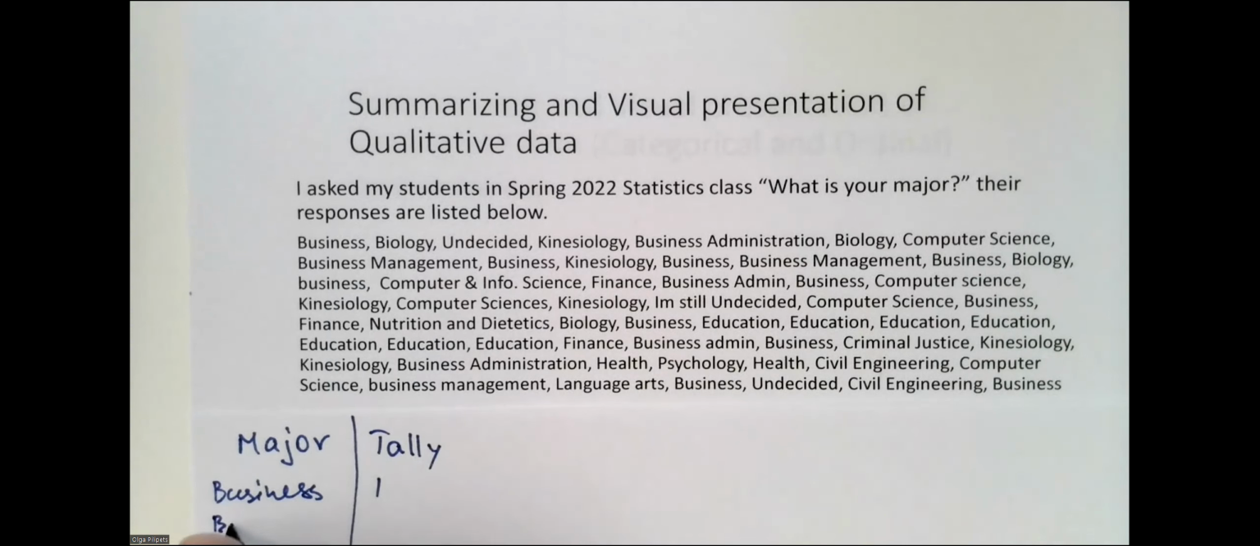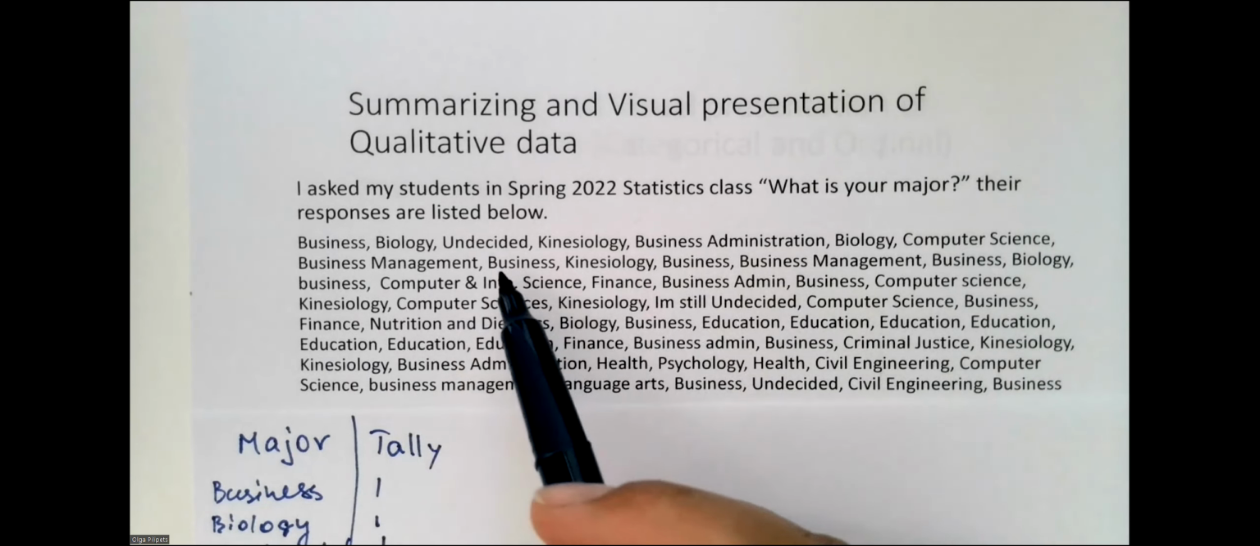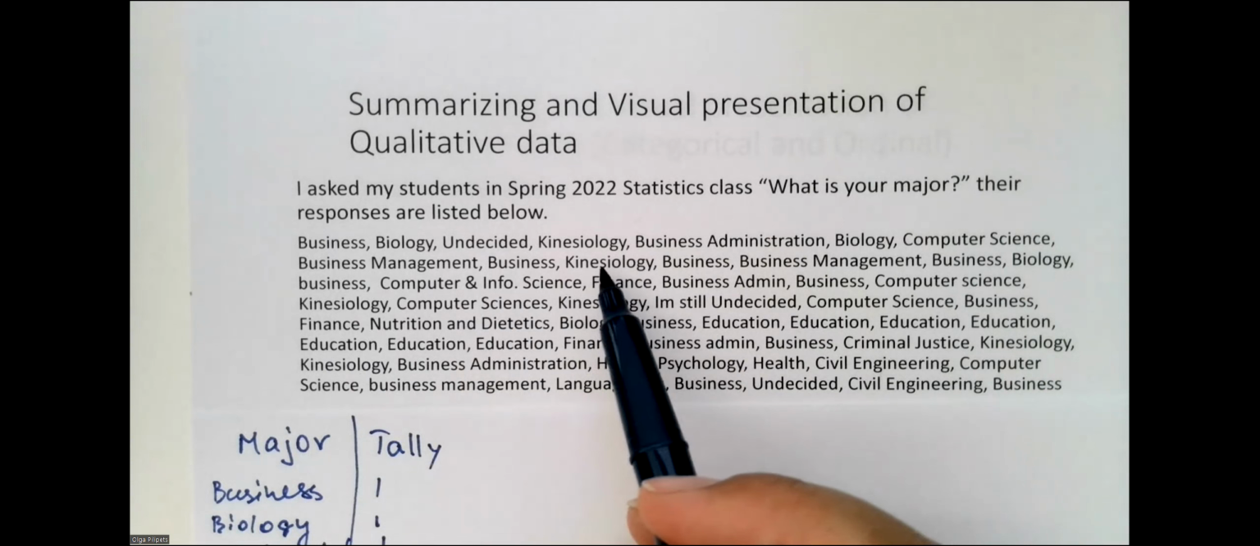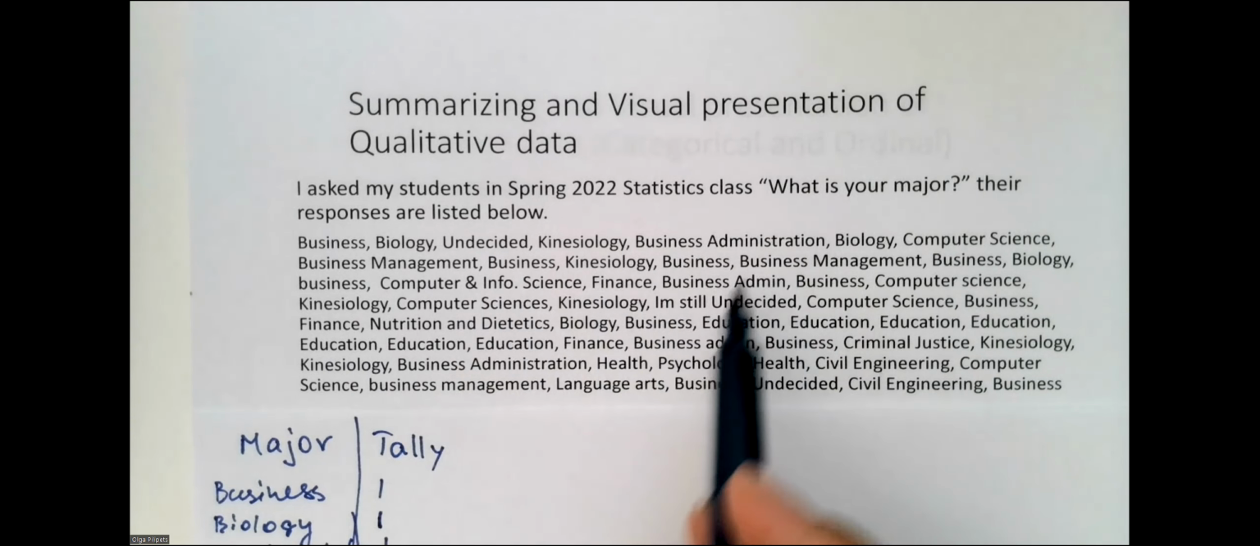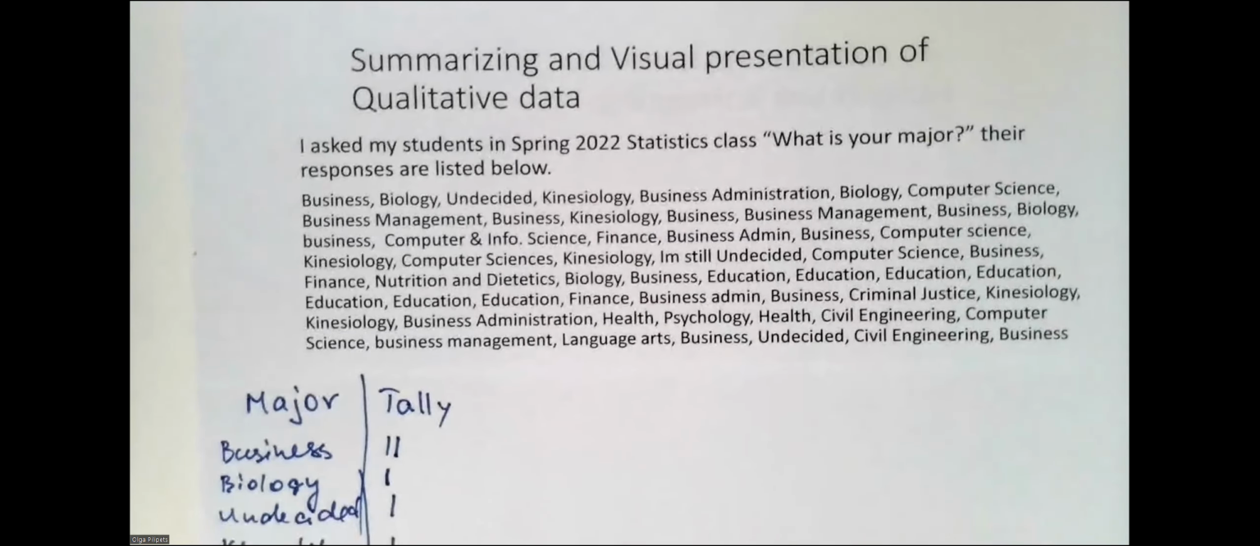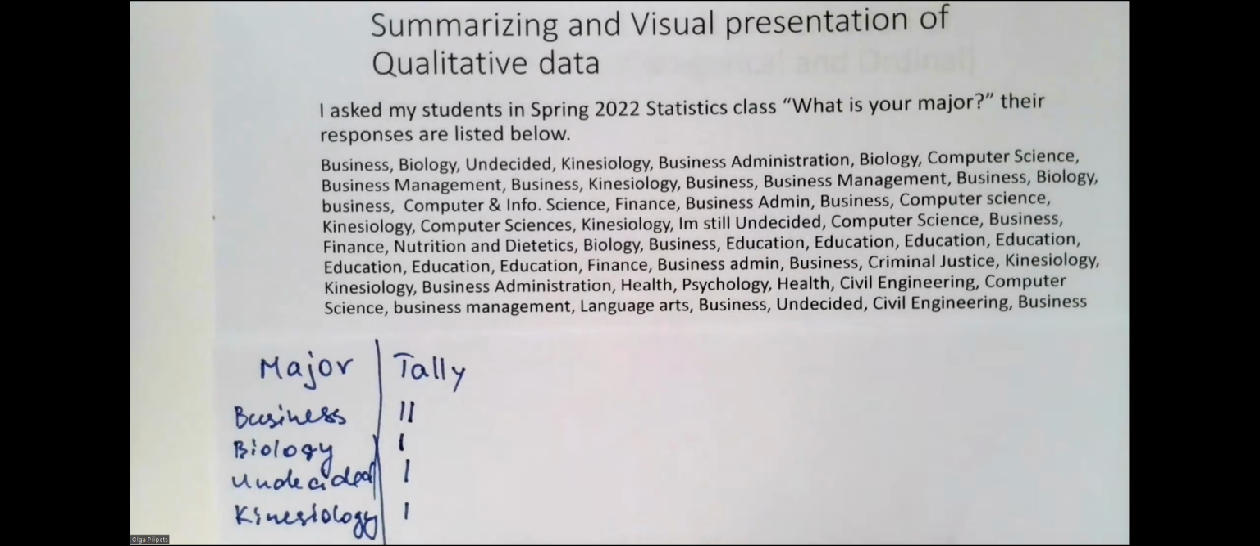Then the next one is gonna be a biology. I got one of those. Then I also have undecided major, one of those. Then well, I have kinesiology. Okay, surprisingly, we got a few. And then the next one is business administration. So I'm just gonna put one more tally mark there. And I'm gonna just go down the list and continue this.